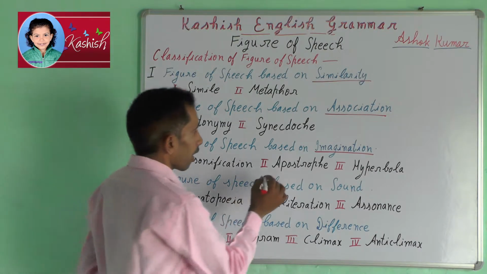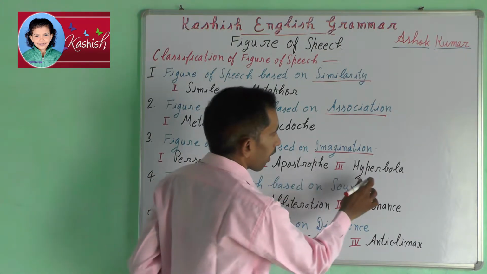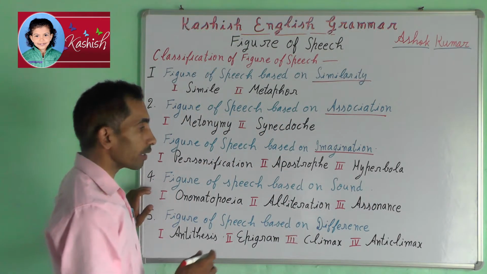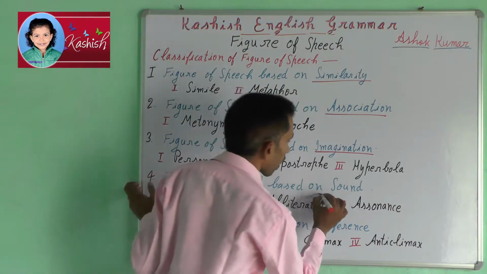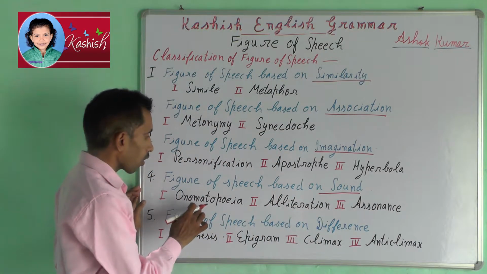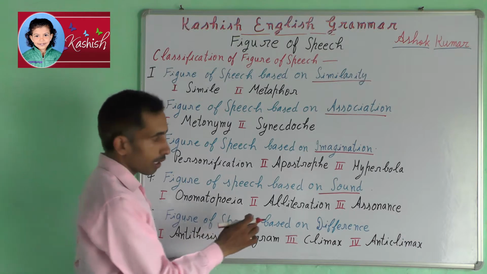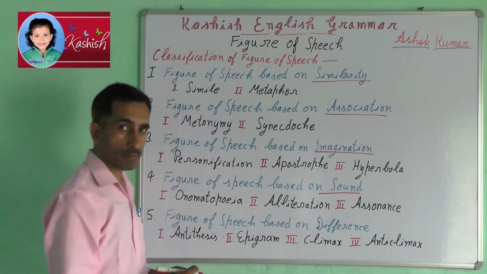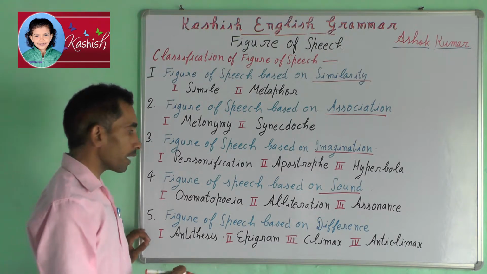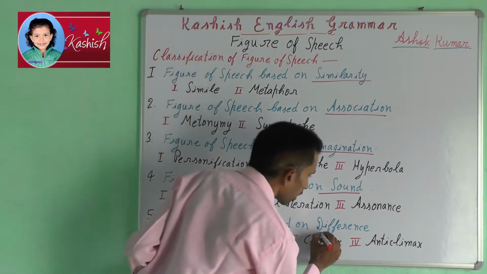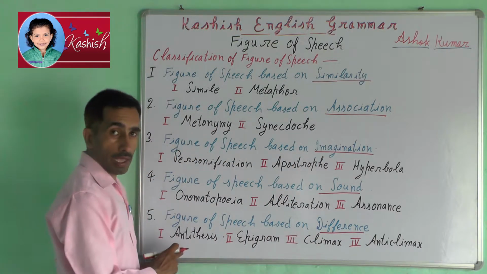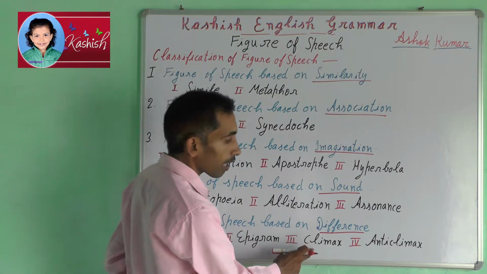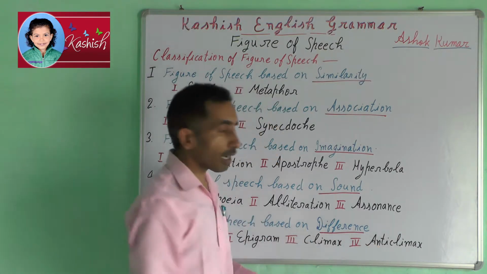Figure of speech based on imagination: personification, apostrophe, hyperbole. Figure of speech based on sound: onomatopoeia, alliteration, assonance. Figure of speech based on difference: antithesis, epigram, climax and anticlimax.